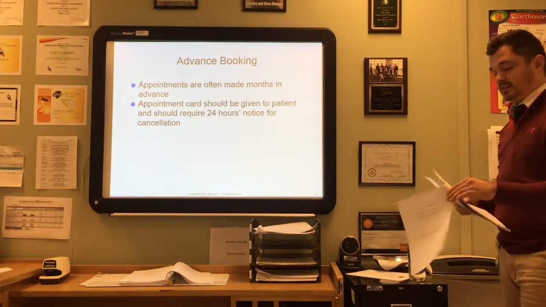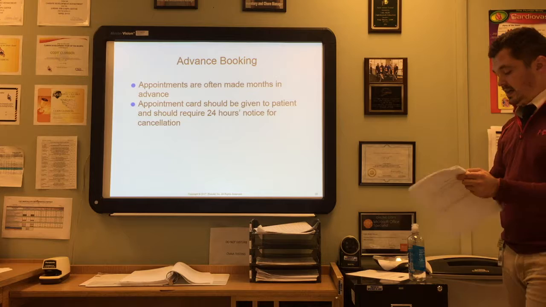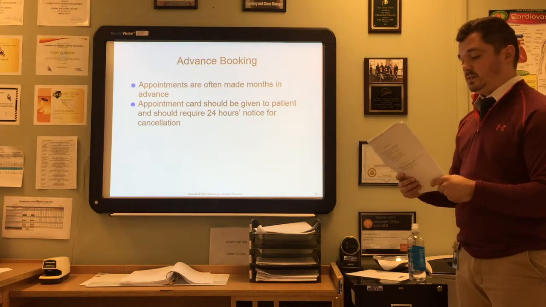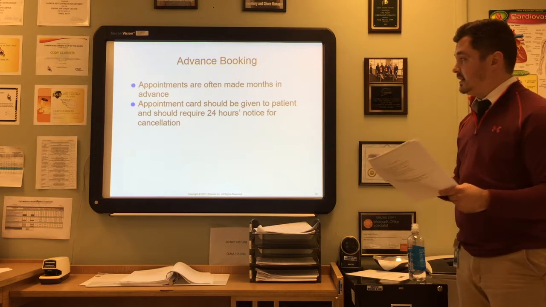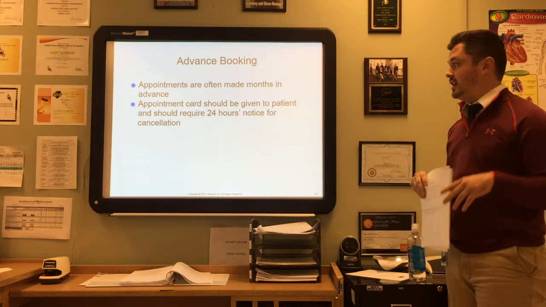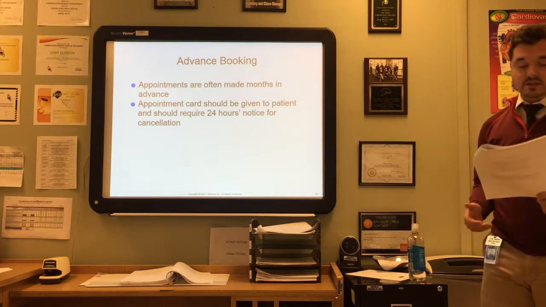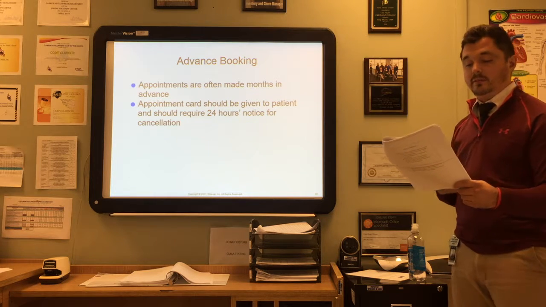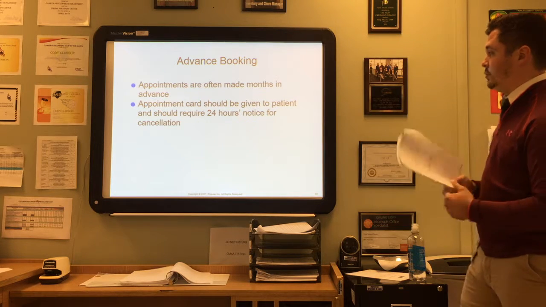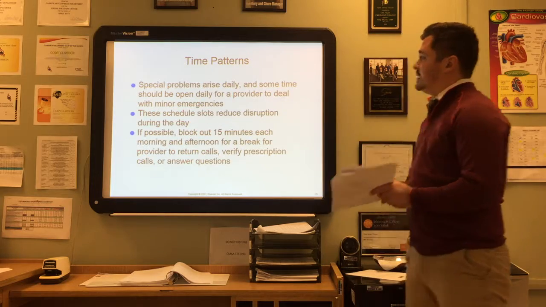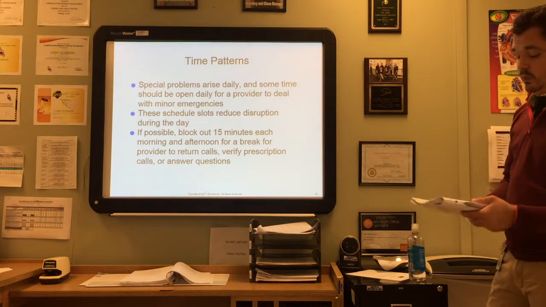Advanced booking is another type here, and advanced booking is when appointments are often made months in advance. Okay, an appointment card should be given to the patient and should require 24 hours notice of any cancellation. So most offices have a confirmation procedure in which patients are called the day before to verify that they intend to make that appointment.